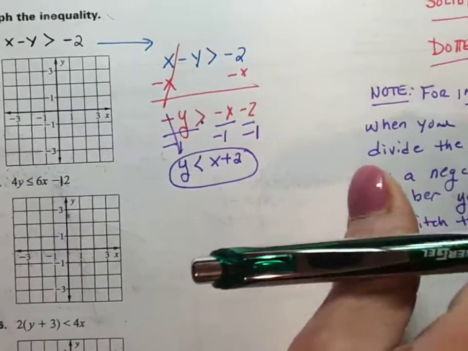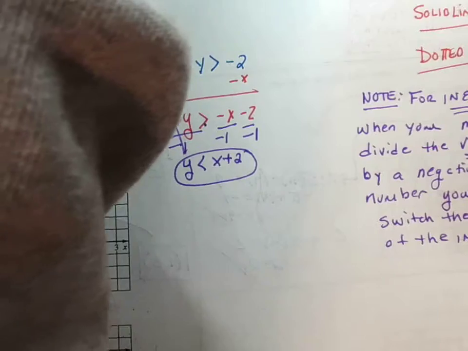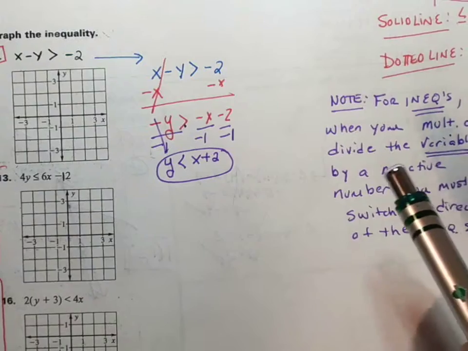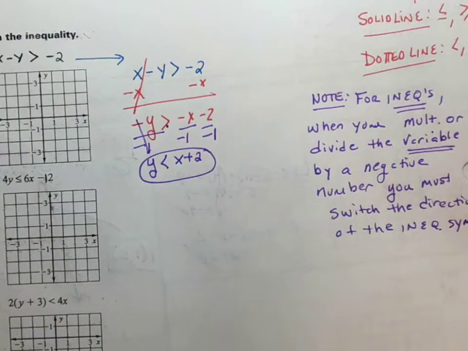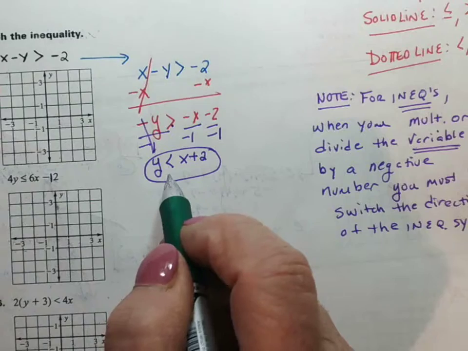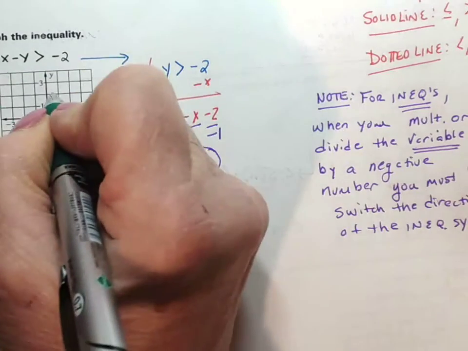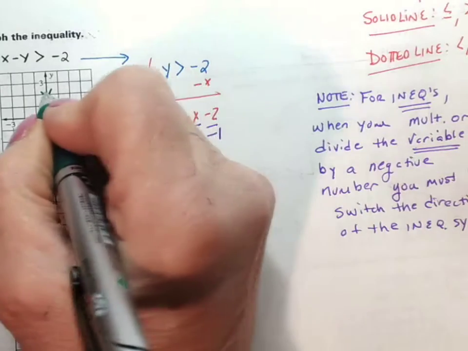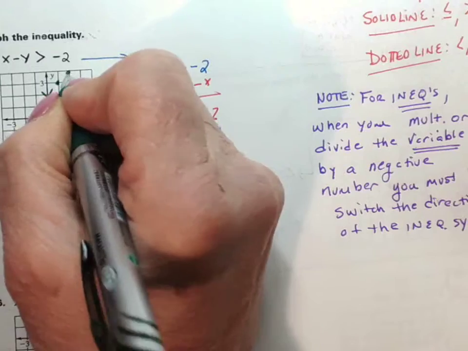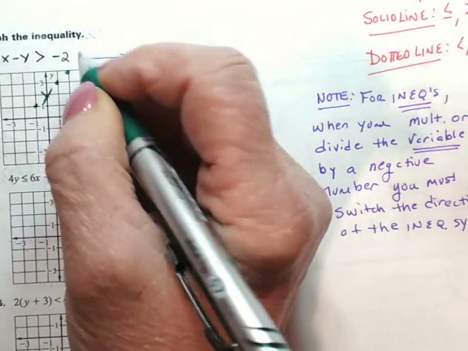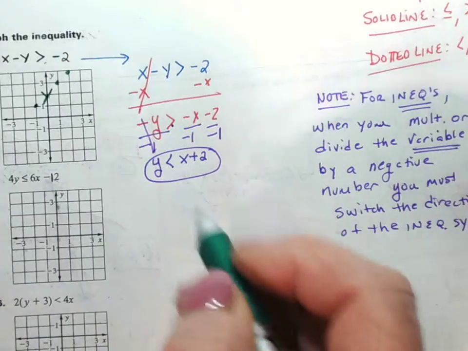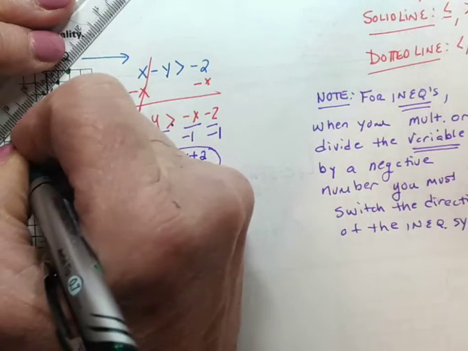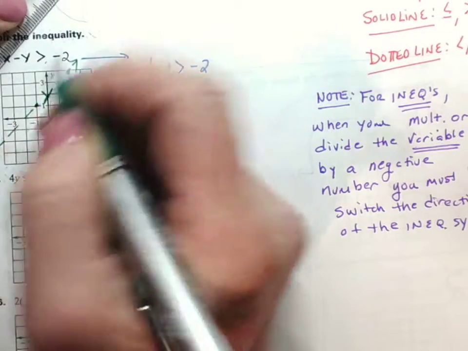So now, we're going to graph this line. The y-intercept is at 2. The slope is 1. Up 1, over 1, up 1, over 1, or back 1. Okay. There's no equal sign, so we draw a dotted line.